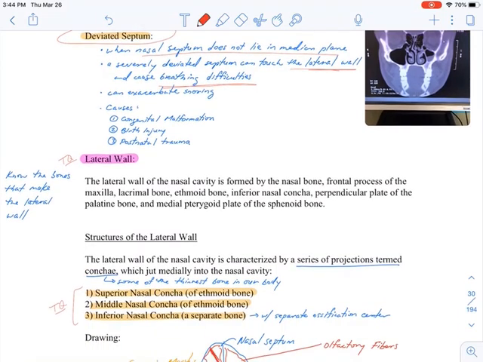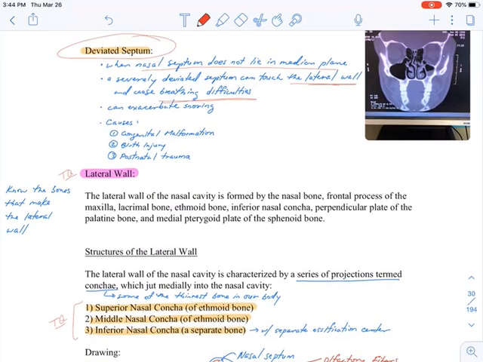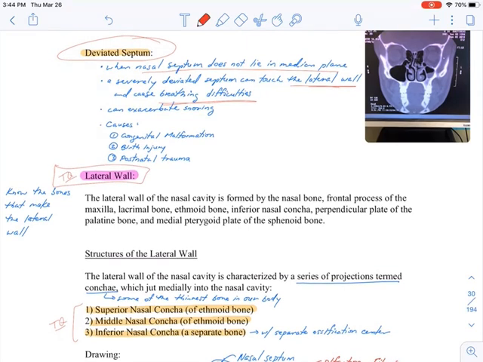But we'll finish up here with the walls. Lateral wall. This is the one where our test question mainly came from. The lateral wall has the most to it. Lateral wall is formed by our nasal bone, frontal process of the maxilla, lacrimal bone, ethmoid bone, inferior nasal concha, perpendicular plate of the palatine, and medial pterygoid plate of the sphenoid.